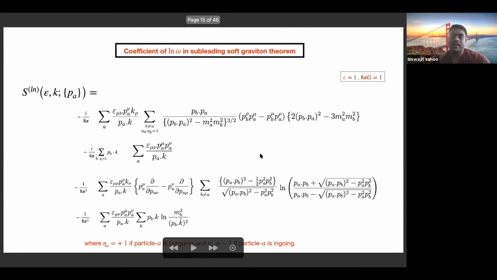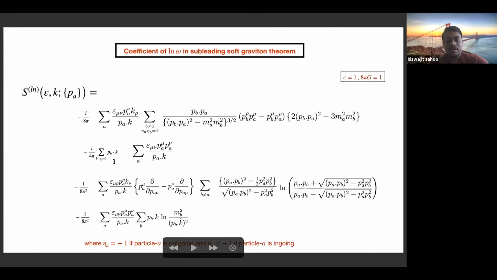Let me show the results, and I can explain where it comes from. At subleading order, we find that it goes like log omega, and the coefficient of log omega I have written here explicitly. You can see that those are determinants in terms of the momenta of the incoming and outgoing particles, and the momentum and polarization of this soft graviton. One thing I want to mention, in the first two lines I am using the convention that eta A is +1 if the particle is outgoing, and -1 if incoming.